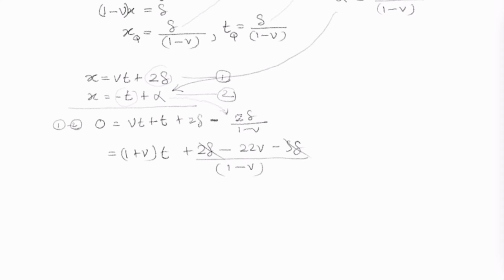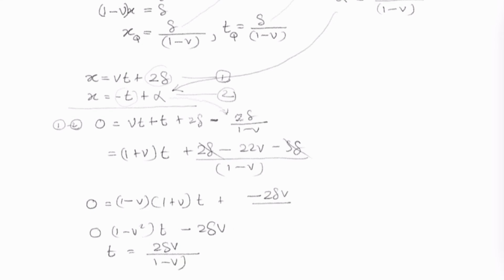To make things simple, we'll multiply everything by 1 minus v. So 0 equals 1 minus v times 1 plus v times t, minus 2 delta v. 1 plus v times 1 minus v is 1 minus v squared. So 1 minus v squared times t minus 2 delta v is 0. So t is 2 delta v over 1 minus v squared.